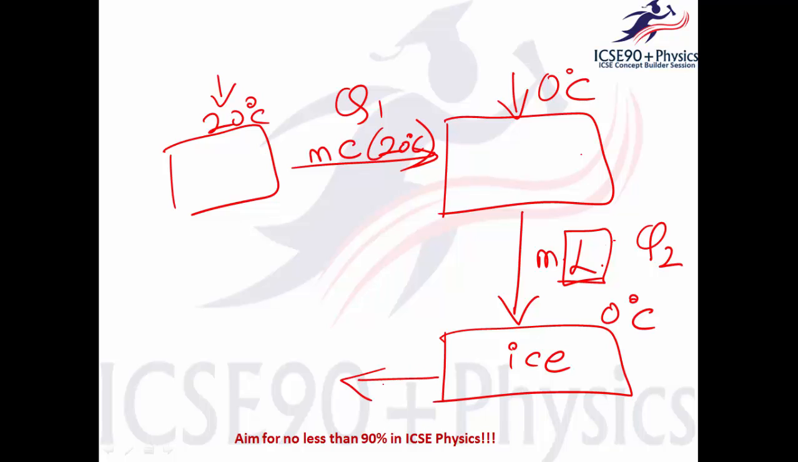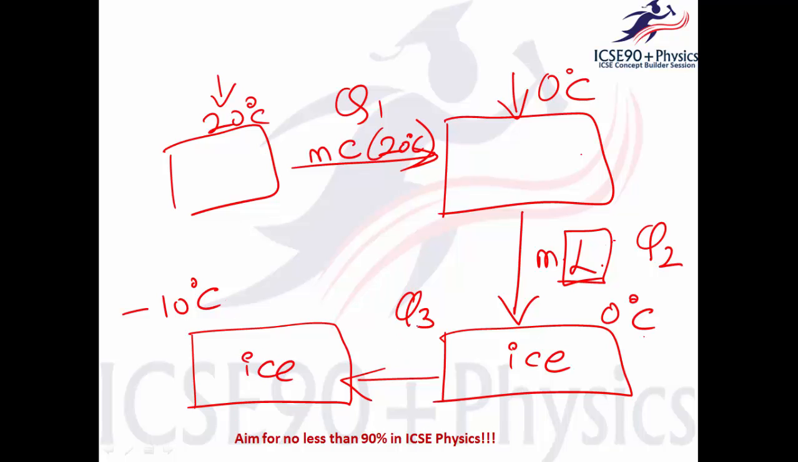Finally, this ice at 0 degrees Celsius will convert to ice at minus 10 degrees Celsius, right? The amount of heat required here, Q3, would be M into C into delta T. Delta T would be 10 degrees Celsius over here, right? C is nothing but the specific heat capacity of ice. So the total heat required would be Q1 plus Q2 plus Q3.